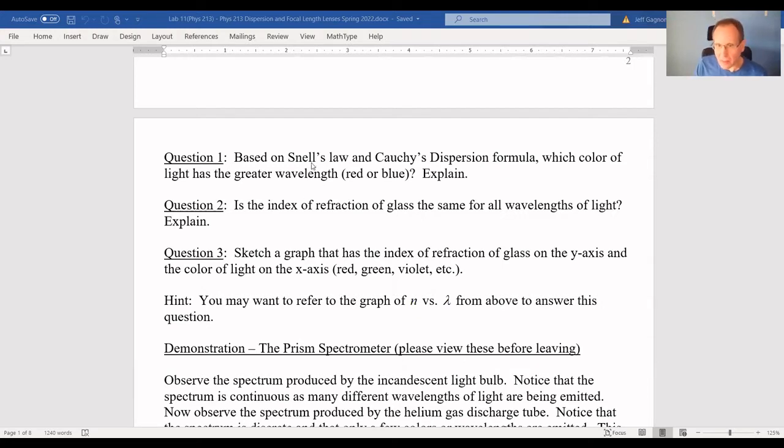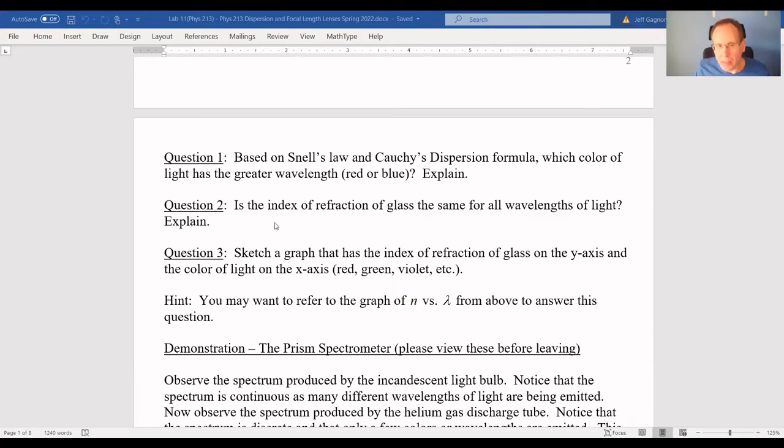So based on Snell's law and Cauchy's dispersion formula, which color of light has the greater wavelength, red or blue? And I want you to explain that based on the picture, based on what happens when white light passes through a prism, okay? And you know the answer because I just gave it to you in the table, but you want to make sure you understand it. You want to explain why that's true.